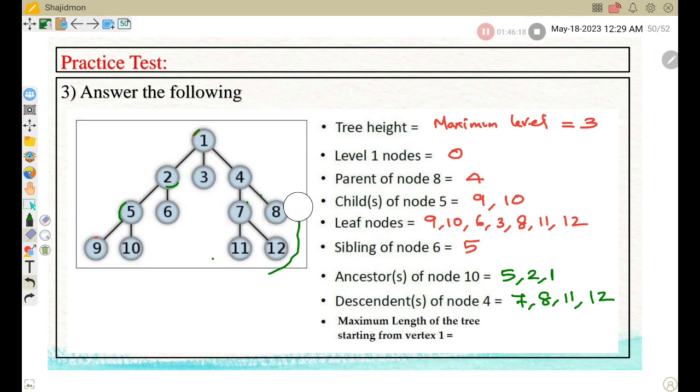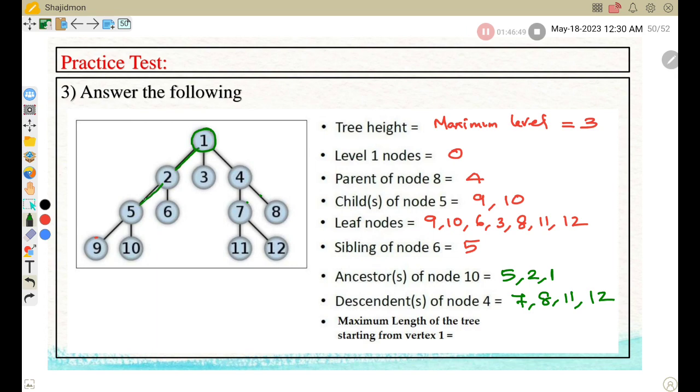Maximum length of the tree starting from vertex 1. We need to write maximum length of the tree starting from 1. Starting from 1, maximum length. So we can write this is the 1, correct? Maximum length of the tree starting from 1. So we can write what is the maximum length?